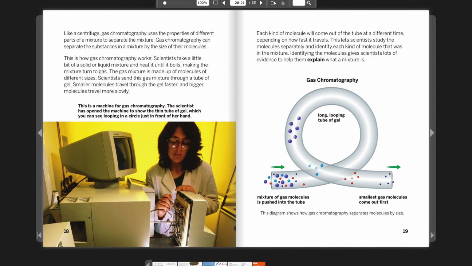Each kind of molecule will come out of the tube at a different time depending on how fast it travels. This lets scientists study the molecules separately and identify each kind of molecule that was in the mixture. Identifying the molecules gives scientists lots of evidence to help them explain what a mixture is.